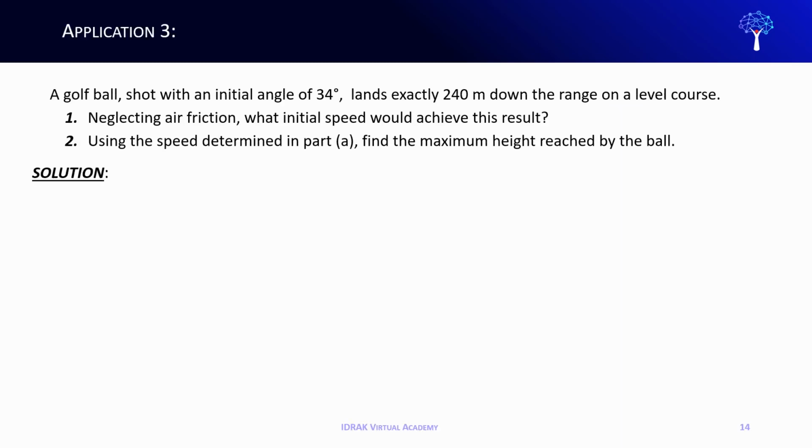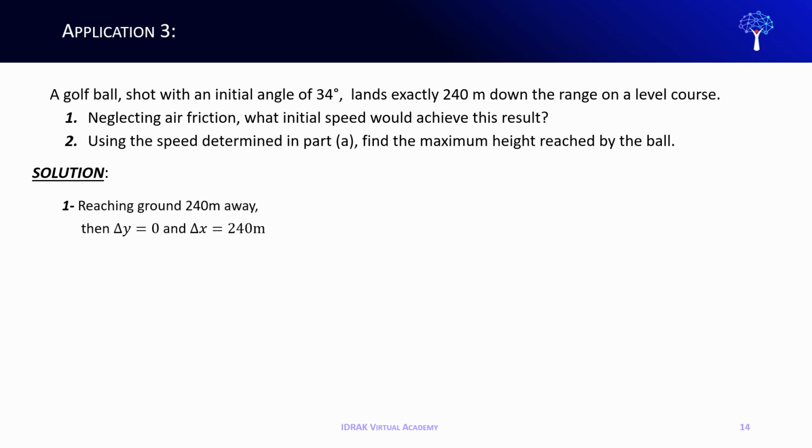A golf ball shot with an initial angle of 34 degrees lands exactly 240 meters down the range on a level course. On a level course, meaning it's on the same horizontal line. Neglecting air friction or air resistance, what initial speed would achieve this result? Using the speed determined in term A, find the maximum height reached by the ball. Let's go to the solution.